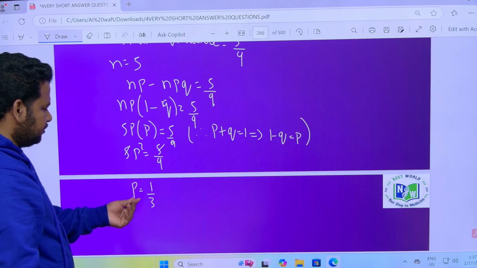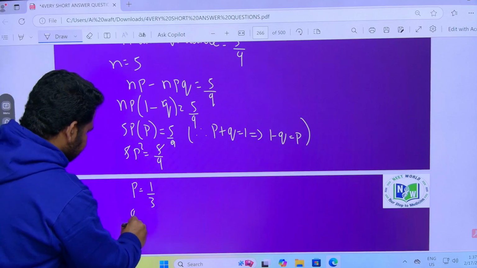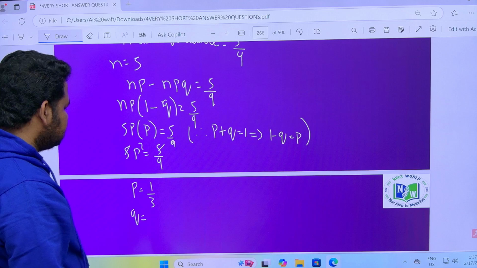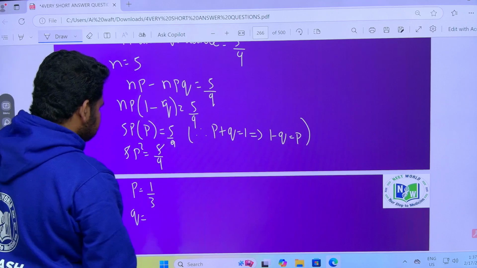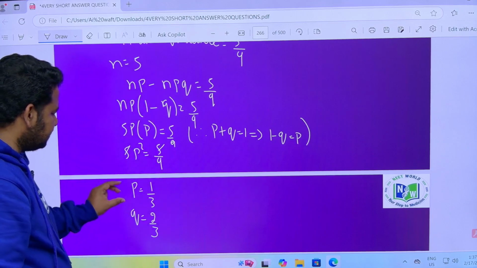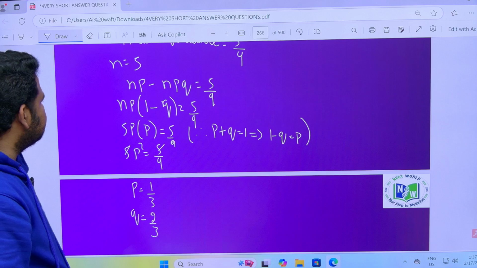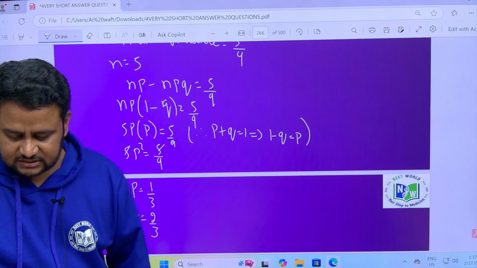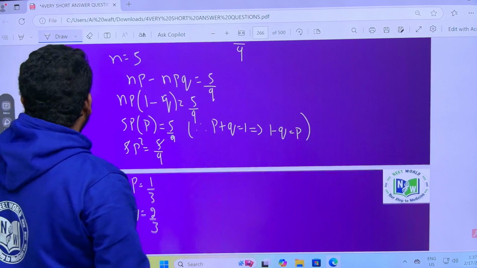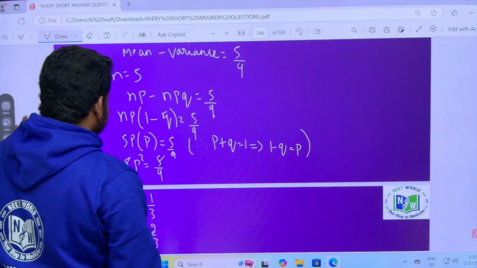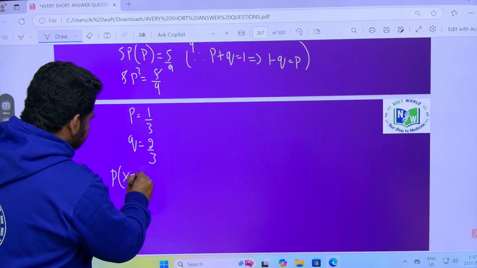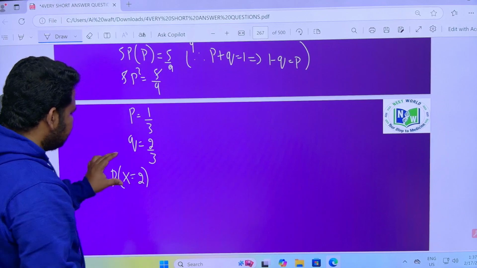We have to take the positive value. P will be equal to 1 by 3. So Q will be equal to 1 minus 1 by 3, that is 3 minus 1 is 2, so 2 by 3. So we have the value of N, and we have the values of P and Q. Now we have to find the probability of 2 successes, which means we have to find P of X equal to 2.